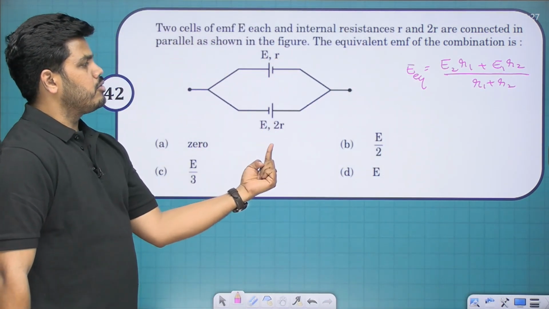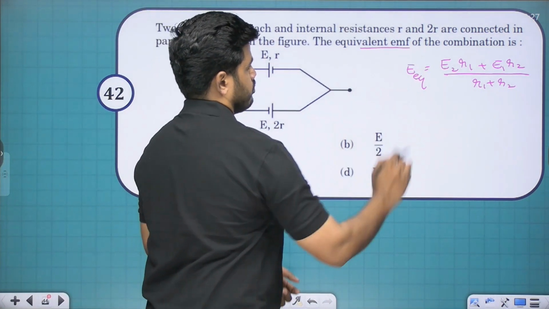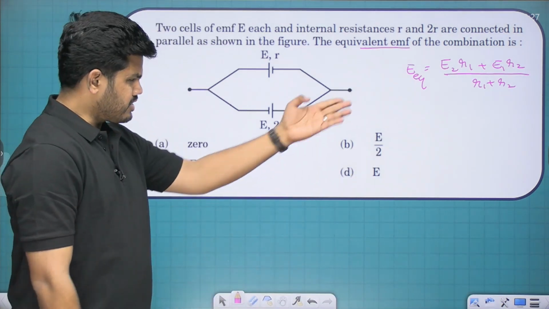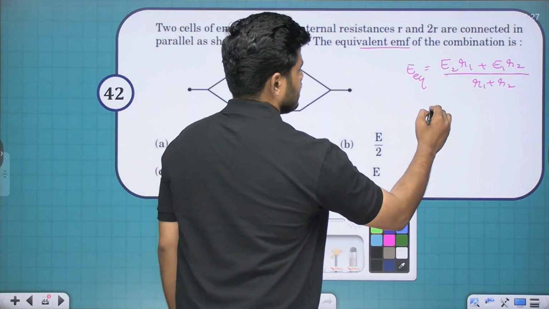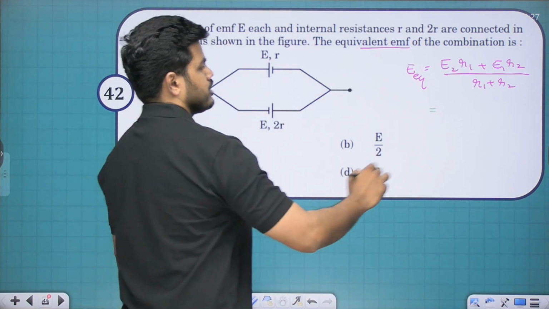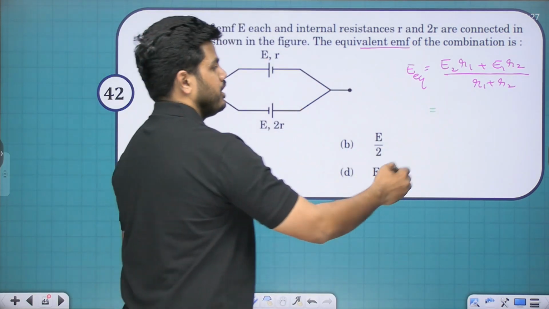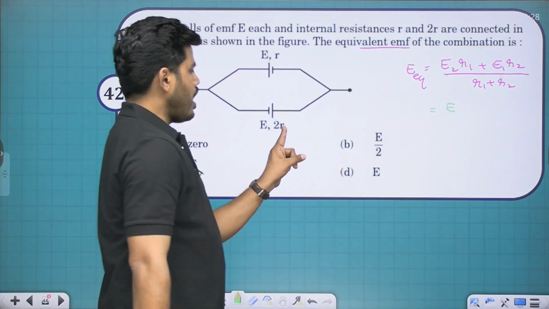We are given all the values, and you are asked to find the equivalent EMF of the combination. Just substitute the values, that's it. What is E2? E2 is the second cell, and both of them have the same EMF only. So E into, what is R1?